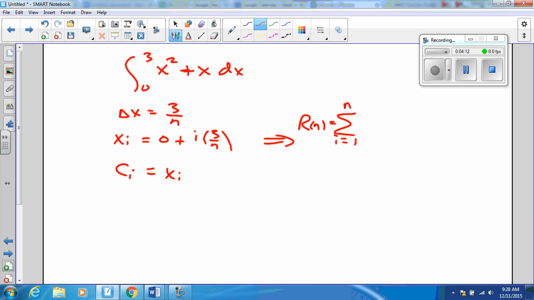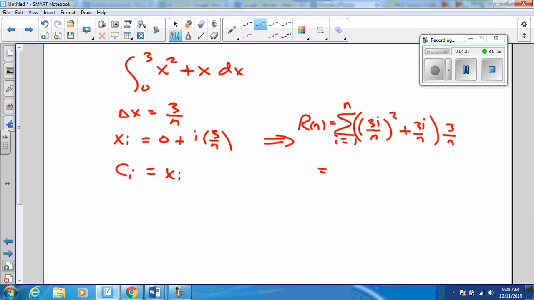And so a Riemann sum is going to be the sum from i equals 1 to n of f(ci), which is 0 plus i 3 over n, times the delta x, just like that. And there's my setup. The setup was the hard part. If you got this far, most of you carry this home just fine.